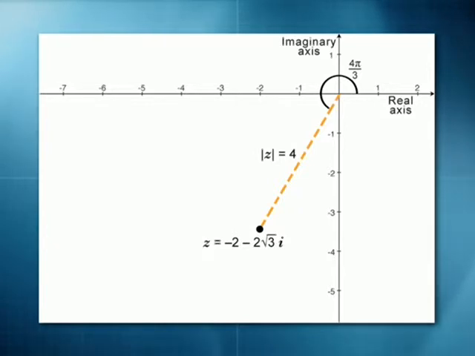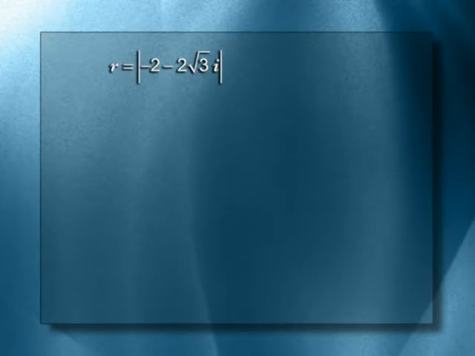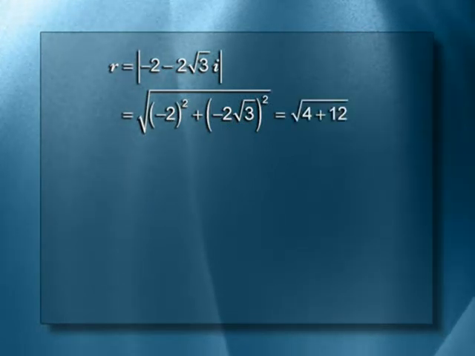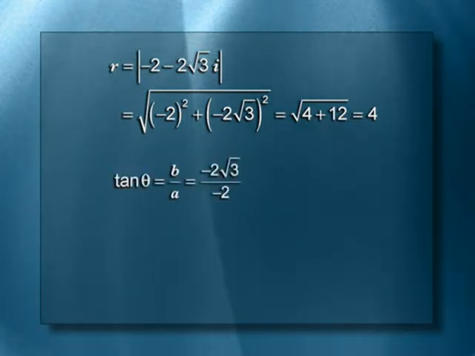First of all, what's the length of this complex number? Its modulus. Well, it's the absolute value of -2 minus 2 square roots of 3 i. That's the square root of -2 squared plus the quantity -2 square roots of 3, all squared. And that's the square root of 4 plus 12, which equals the square root of 16, or 4. Now, what about the angle? Well, remember, tangent theta is b over a. So that's -2 root 3 divided by -2, which is the square root of 3.